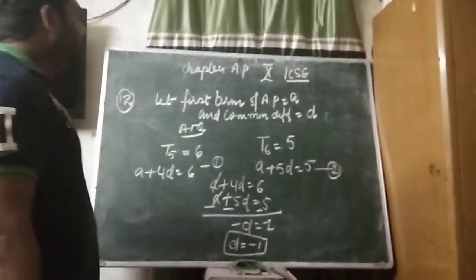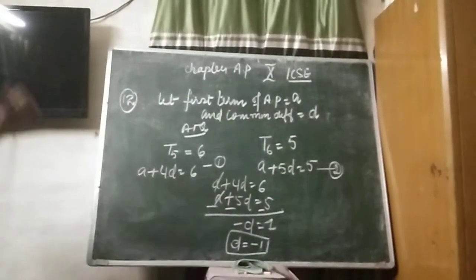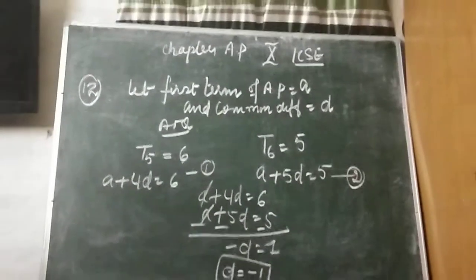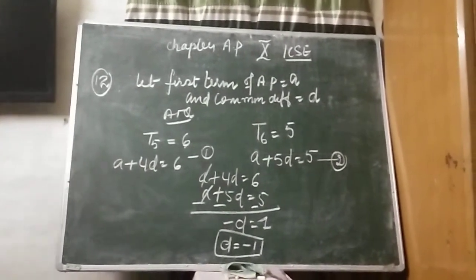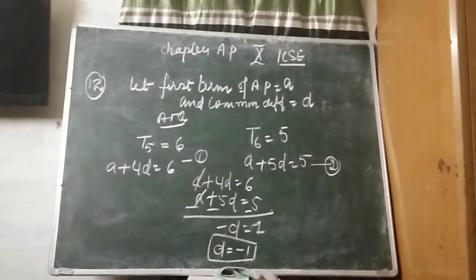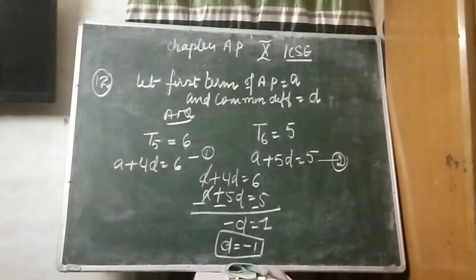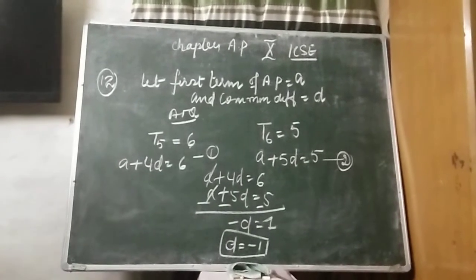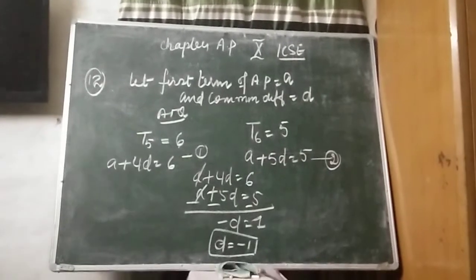So today we will continue with chapter AP, chapter number 10, 10th standard ICSE. So I just read the statement. If the 5th and 6th terms of an AP are respectively 6 and 5, find the 11th term. Find the 11th term of the AP. So how to solve such type of question?